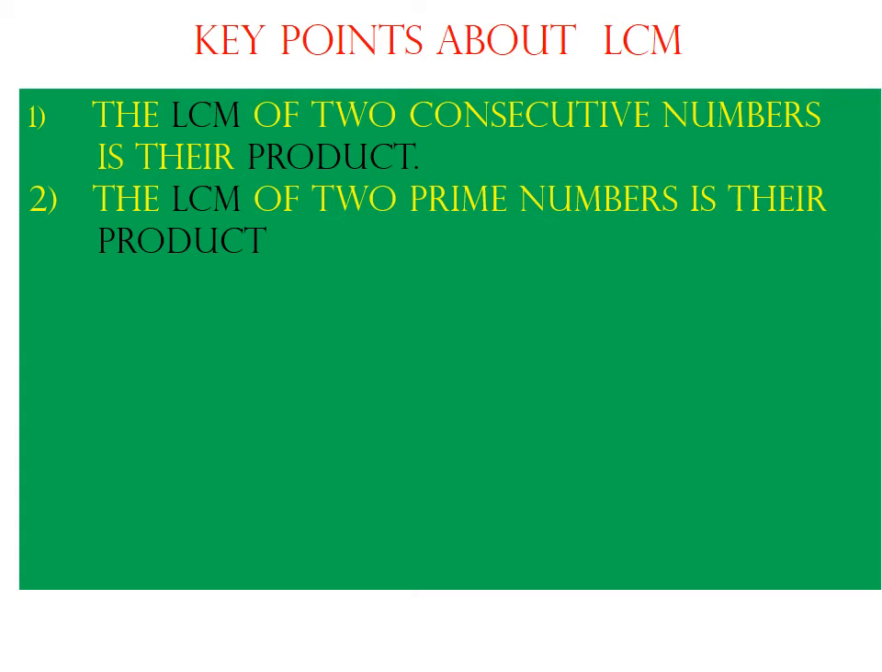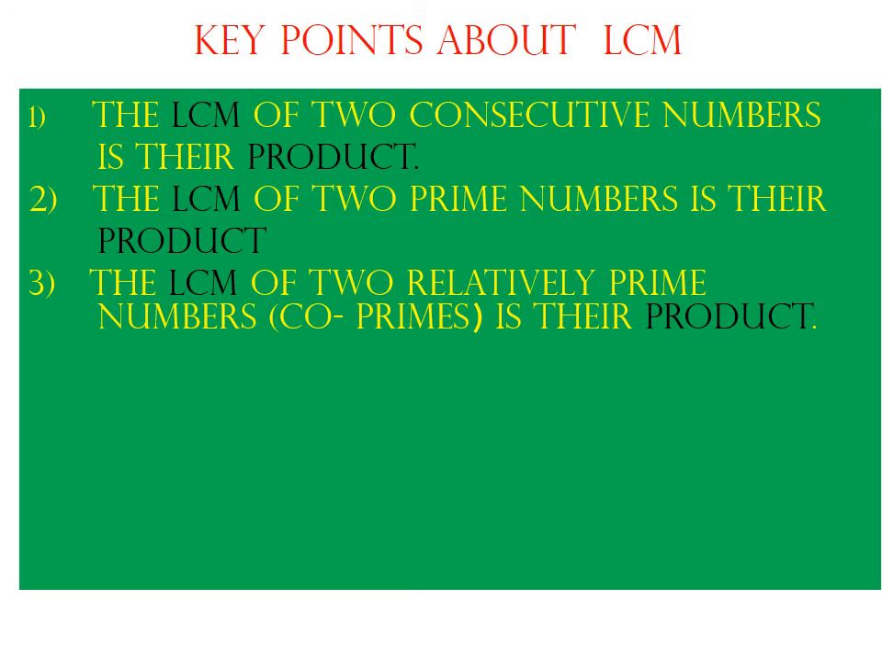Then, the LCM of two prime numbers is their product. In the earlier videos we learned what prime numbers are: 2, 3, 5, 7, 11, 13, 17, 19, etc. are prime numbers. If we want to find the LCM of two prime numbers, we have to get their product. The LCM of 3 and 5 is 15 because both are prime numbers.